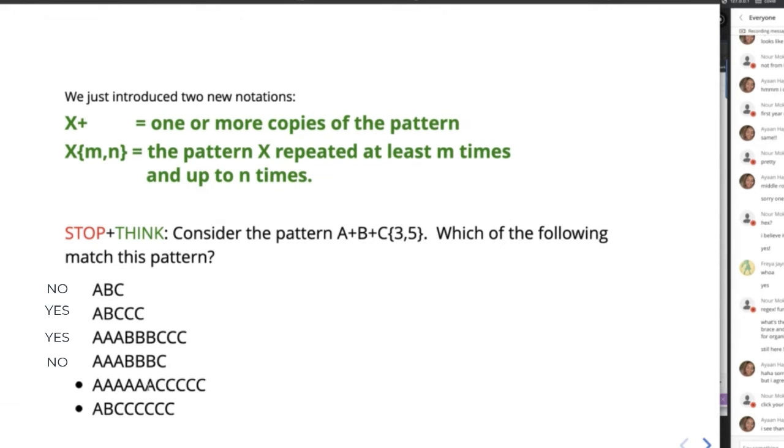All A's, here 5 A's, no B, and 5 C's. Does it match? Exactly, it doesn't match because B plus means you have to have at least one B. And then down here we have A, B, C, C, C, C, C, C, 6 C's. That doesn't match because we've gone beyond the limit. However, that part does match.